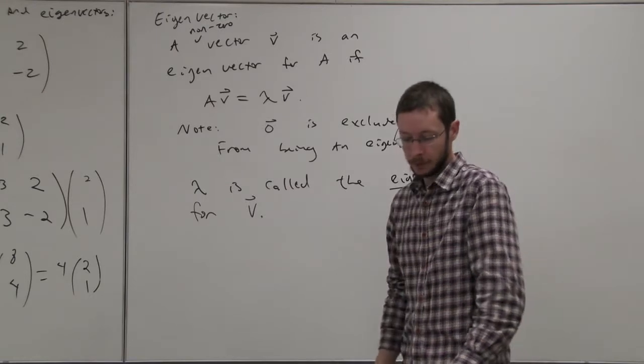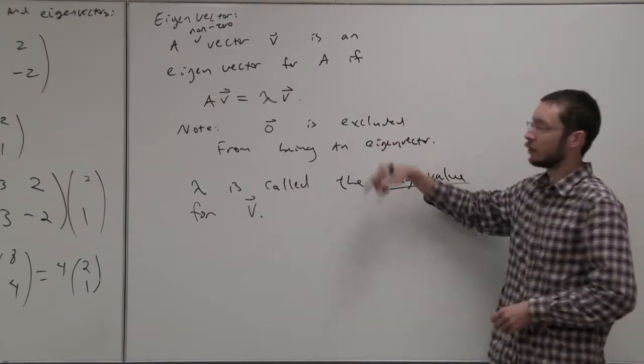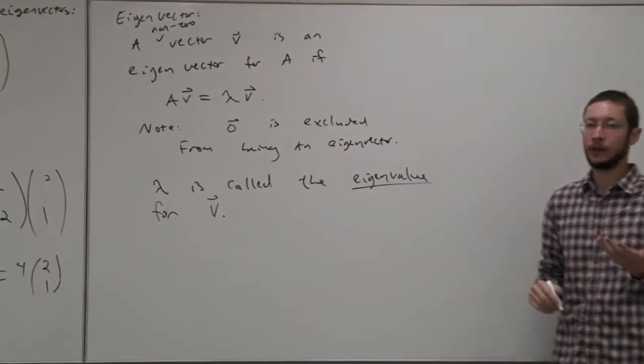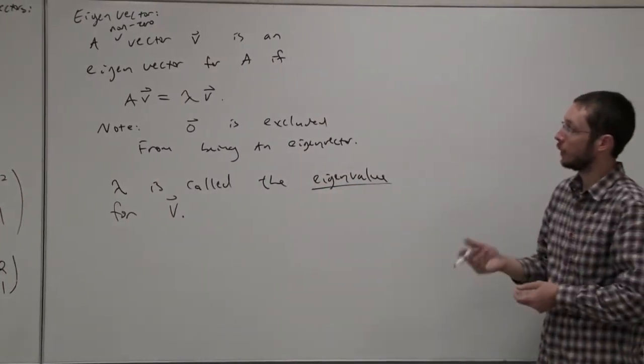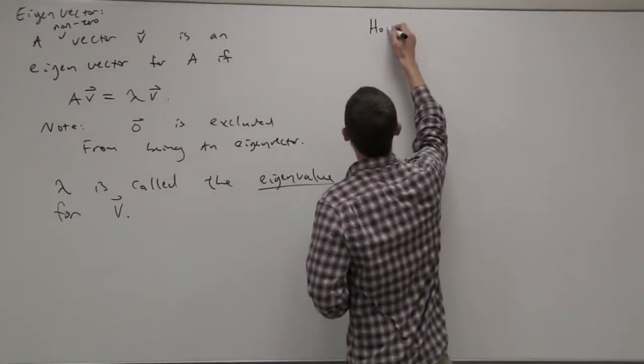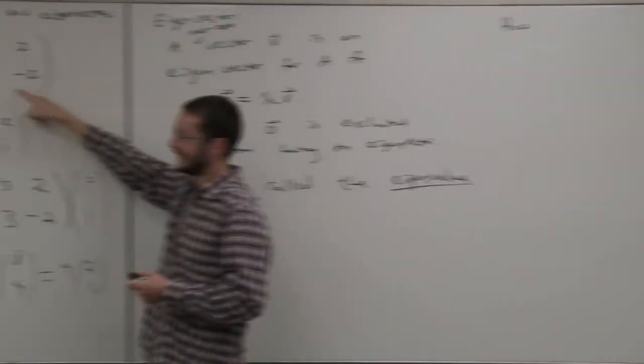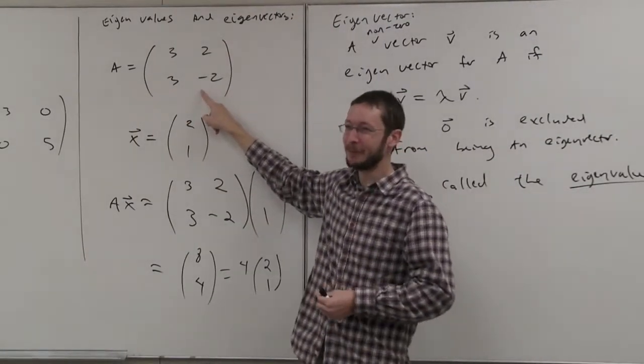And so that's all well and good. We've got these nice definitions here. But just writing some definitions on the board certainly doesn't give you any sense of how you actually find eigenvalues and eigenvectors.